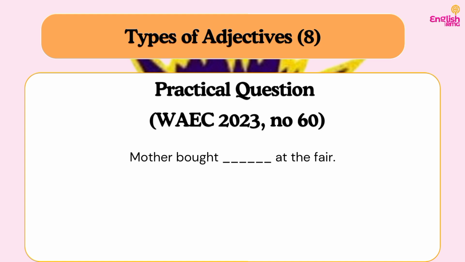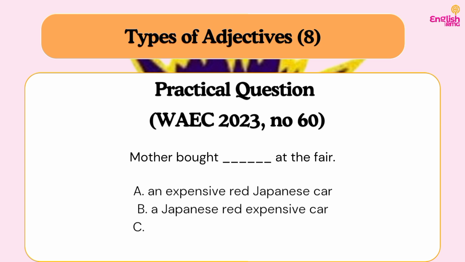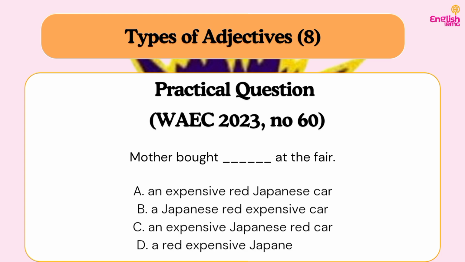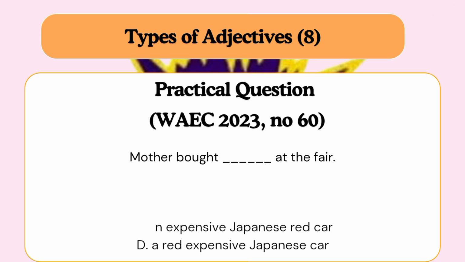So we have mother bought dash at the fair. Mother bought dash at the fair. So we need to consider the options for us to see our order of adjectives. So A, an expensive red Japanese car. B, a Japanese red expensive car. C, an expensive Japanese red car. D, a red expensive Japanese car. So which of these is going to be our answer?